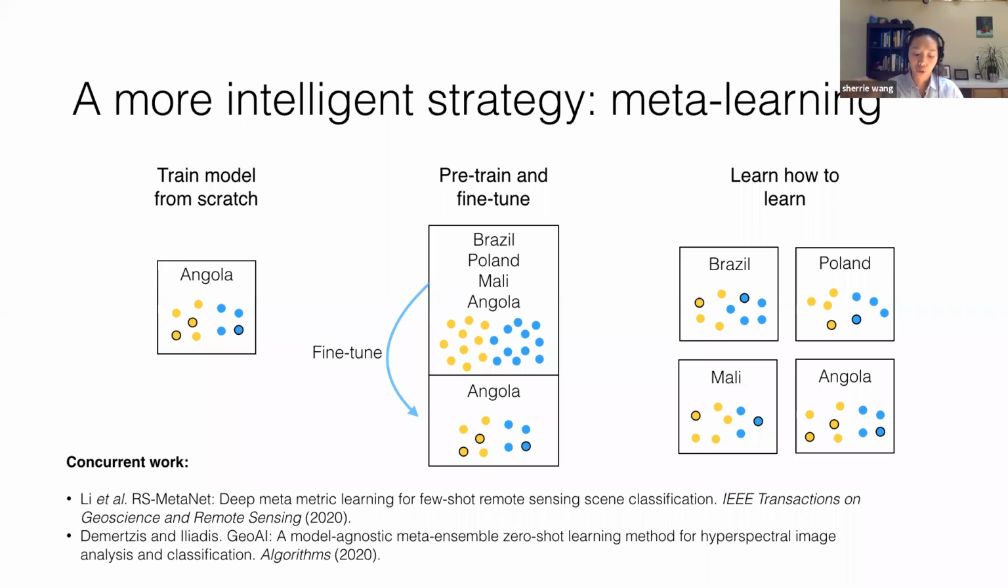So just a quick note that the work in applying meta-learning to remote sensing data is still super new, and there's not a lot that's been done in this space, but I just put 2 papers here that are concurrent with some of the work that I'm mentioning in this part of the presentation.